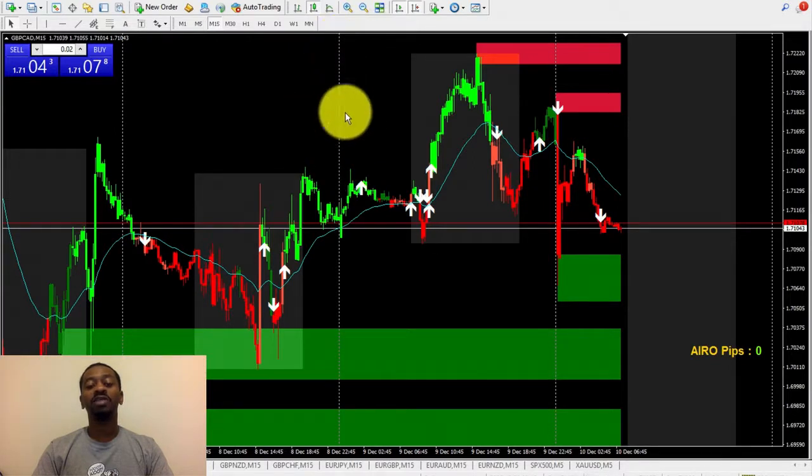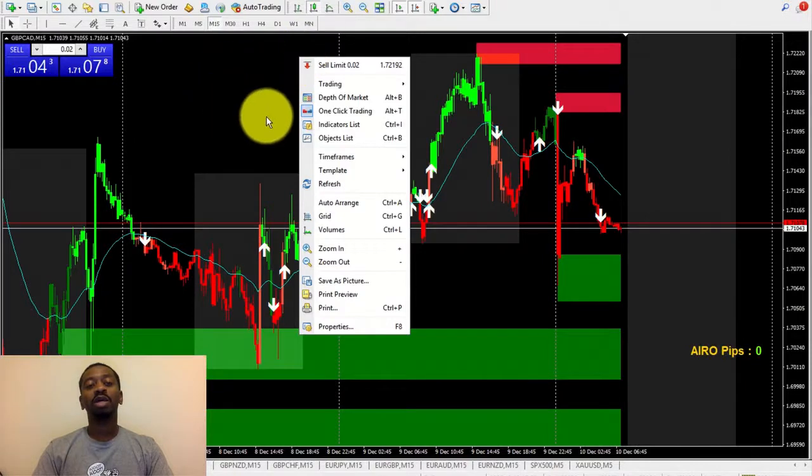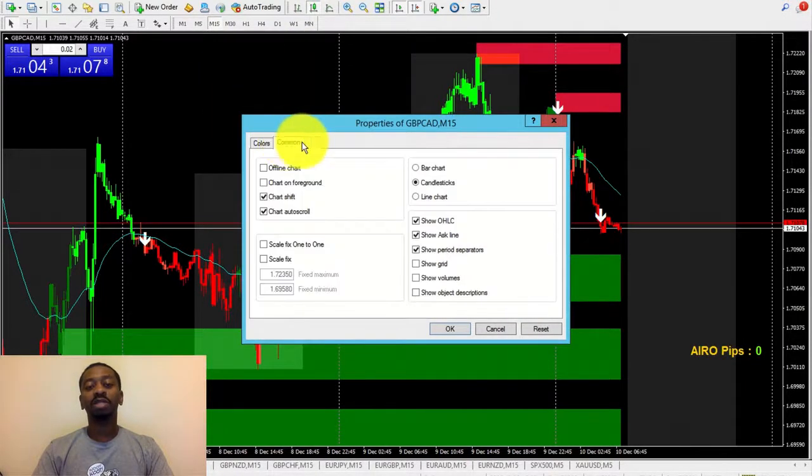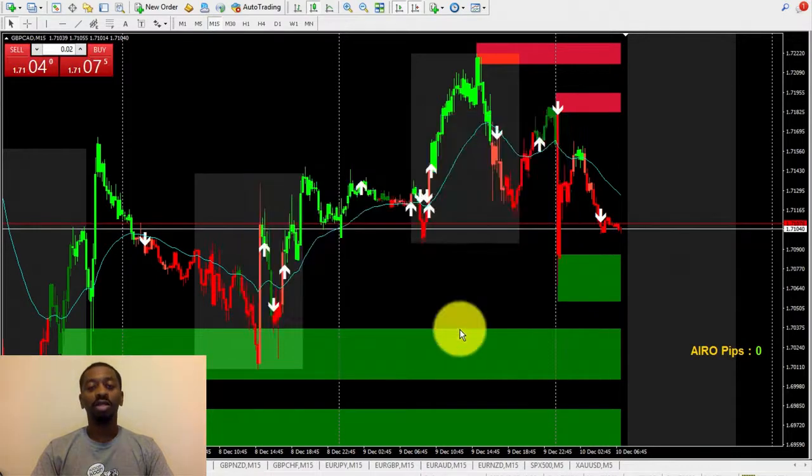If you don't have these on your chart, you want to right click on the chart itself, go to properties. You want to come over here to common, and you want to select show period separators. Again, right click, go to properties, come down, hit common, select show period separators, hit OK. These lines will pop up. This is the start of the new day.